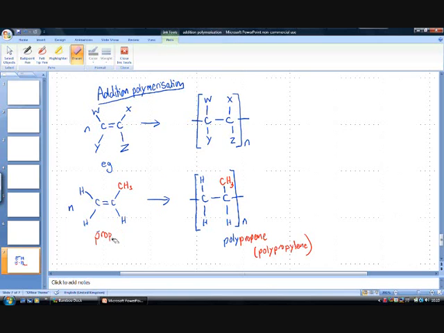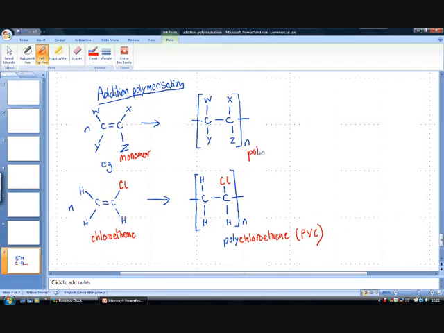Similarly, we can change that methyl group, and instead of having a methyl, we can put on a chlorine. And the monomer this time is chloroethene, and it produces polychloroethene. It's commonly known as PVC. It used to be known as polyvinyl chloride. So they are quite easy once you know how.